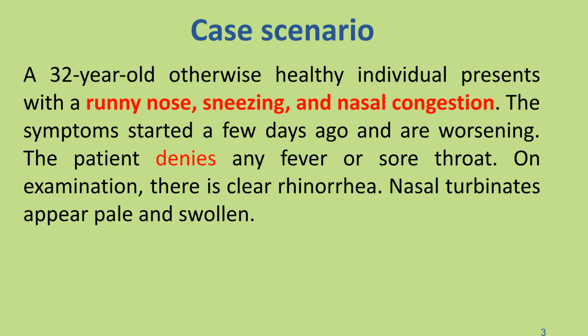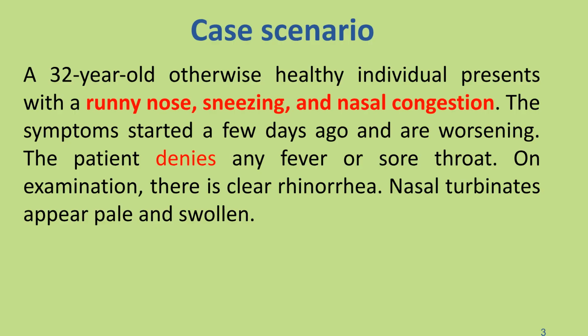On physical examination, there is clear rhinorrhea, which means clear nasal discharge. The color of nasal discharge can be clinically informative. Clear discharge suggests viral infection, while yellow or green discharge might suggest secondary bacterial infection, though this isn't always reliable. The nasal turbinates, which are bony structures inside the nose covered with mucosa that warm and humidify inhaled air, appear pale and swollen. This swelling is due to inflammation and increased vascular permeability caused by the viral infection and the body's immune response. This clinical presentation is classic for viral rhinitis, or the common cold.